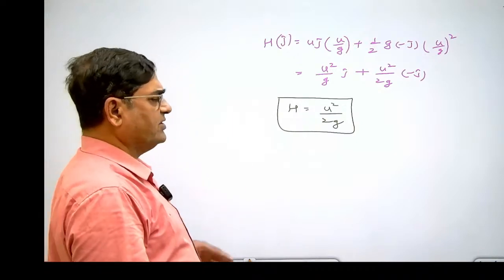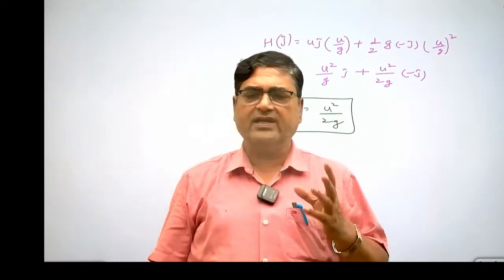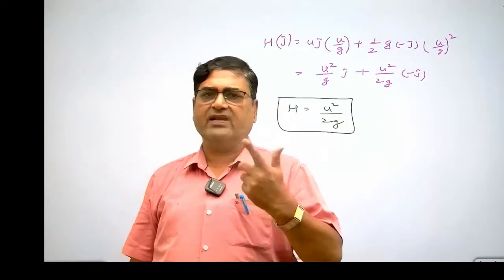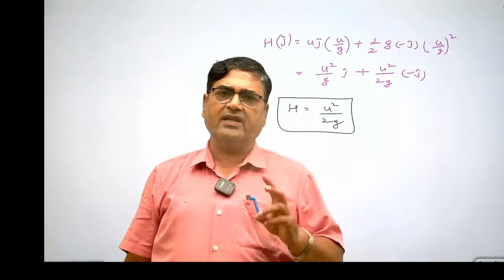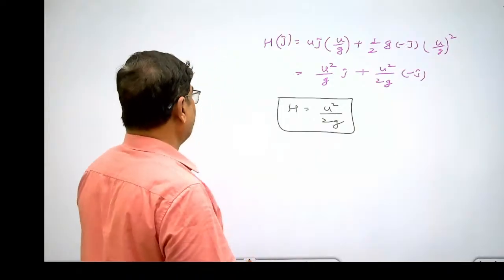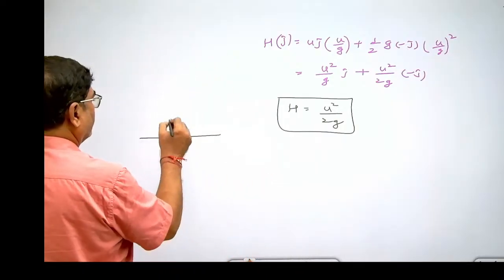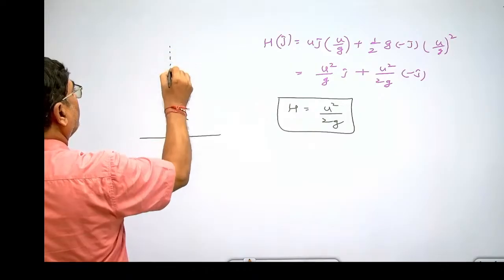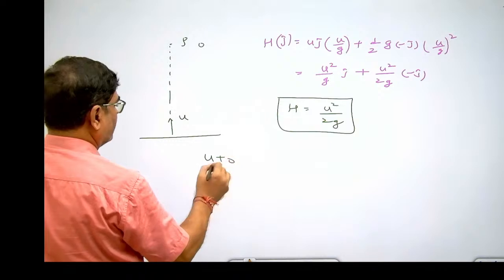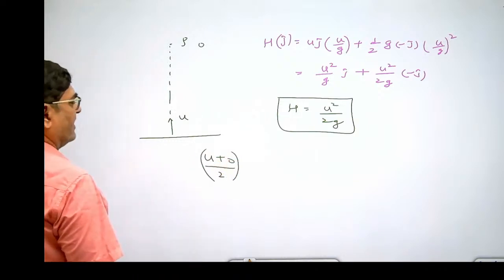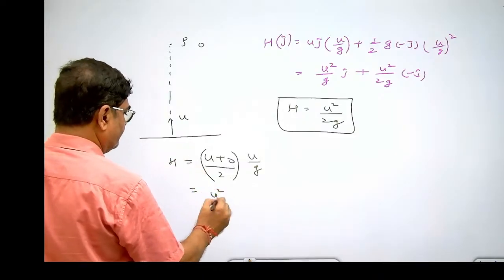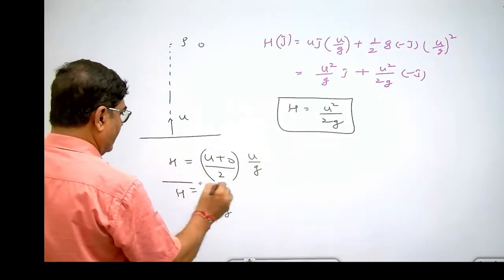Or you can use this simple result of uniformly accelerated motion, that the average velocity in a given time interval is initial velocity plus final velocity divided by 2. And displacement in a given time interval can be written as average velocity into time interval. So dear student, you can see this. Initial velocity was u and the final velocity of the particle at the highest point is 0. So what is the average velocity? u plus 0 upon 2. This is average velocity into time interval. Time is u upon g. So this is the maximum height. In this way also you can calculate maximum height.